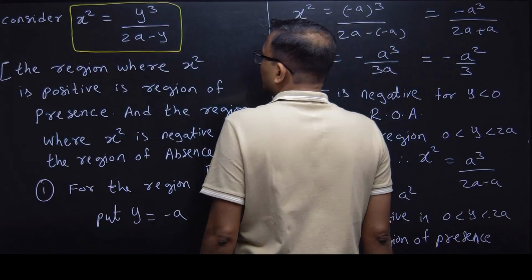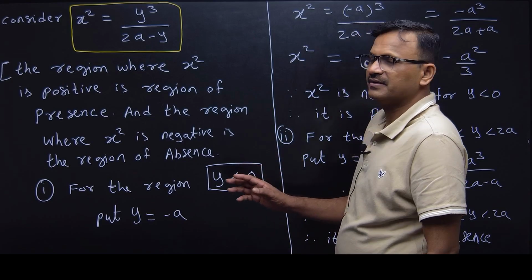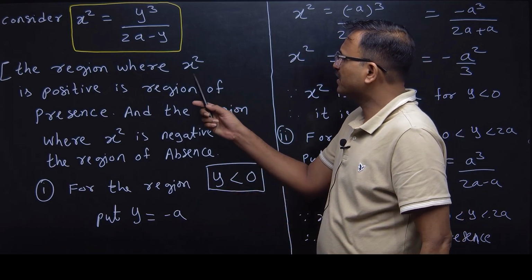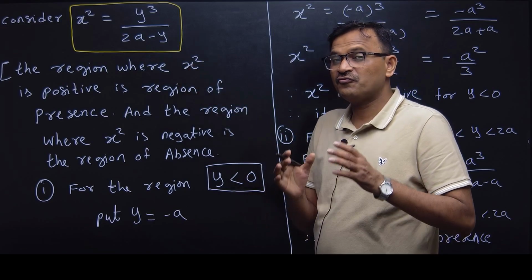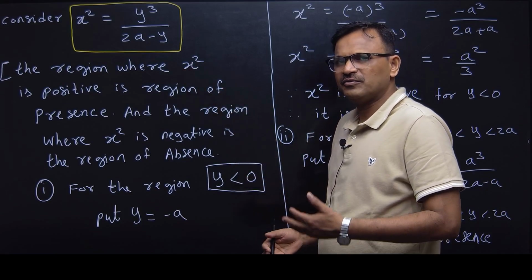To check that, again consider this equation: x square is y cube upon 2a minus y. Remember, the region where x square is positive will be the region of presence, and the region where x square is negative will be the region of absence.